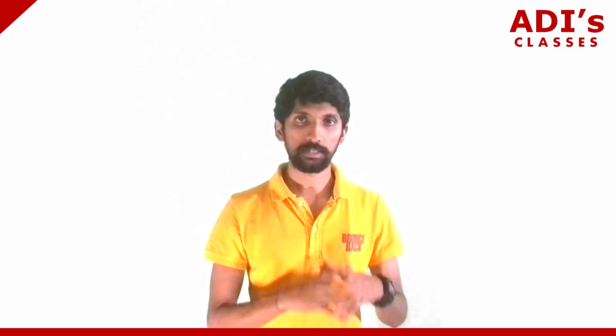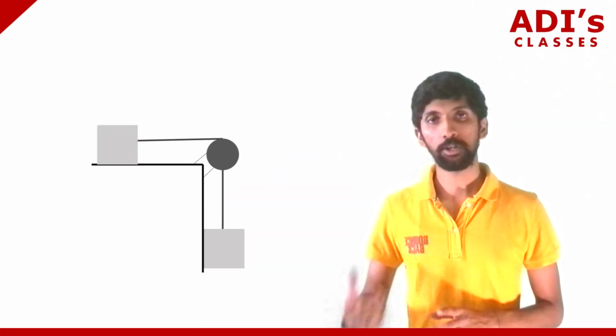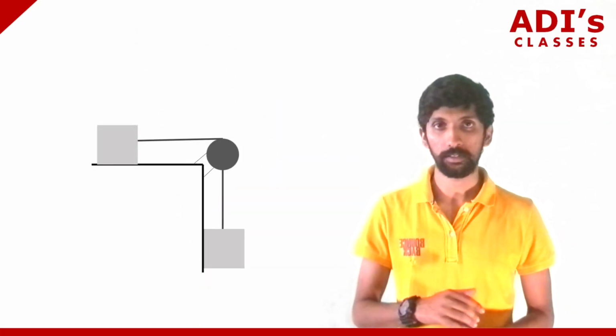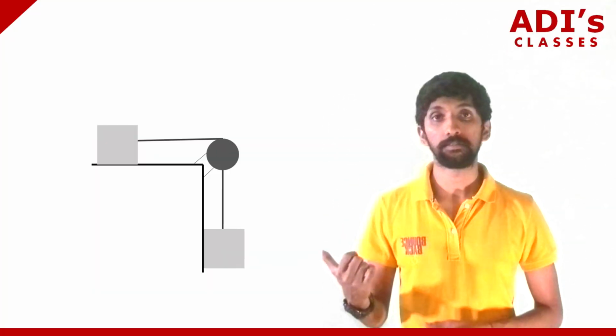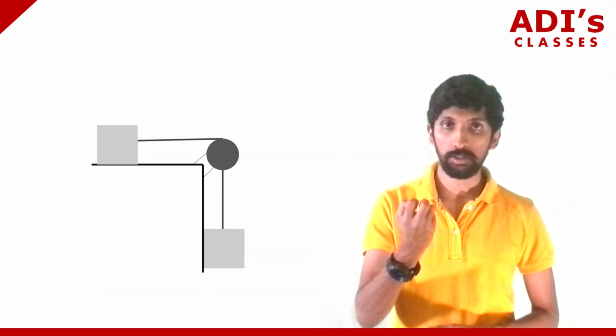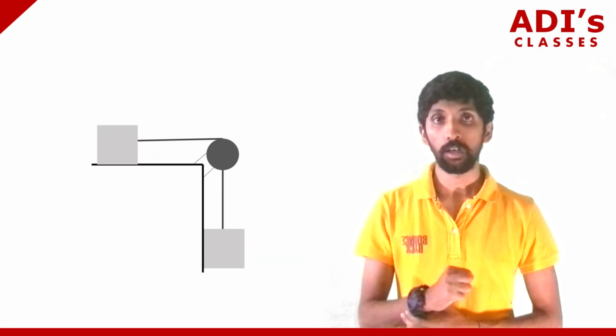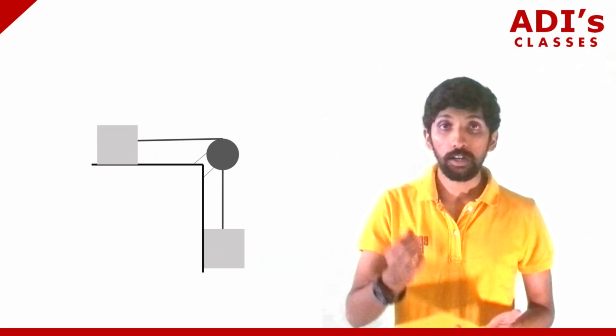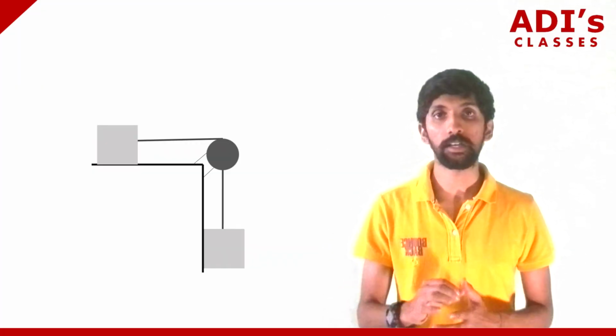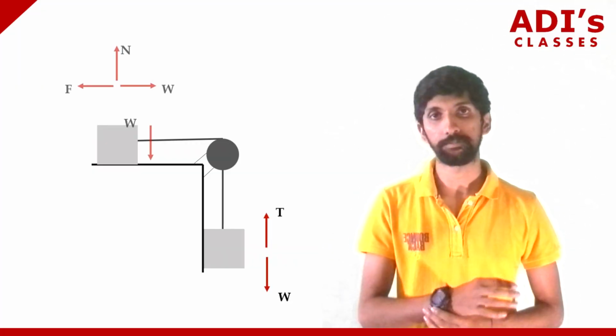One simple example, look at this. We have an object on a frictionless plane, and then we have a pulley, and then we have a weight. The weight is pulling the object down, correct? So how many forces will act on the particular body? To figure out how many forces act on the body, we use a free body diagram.